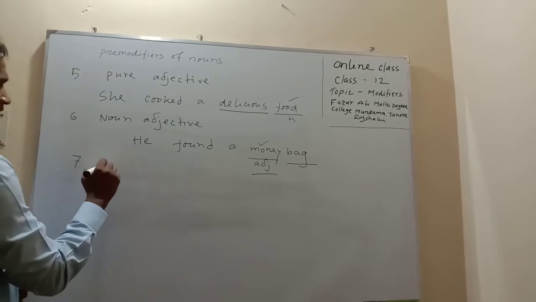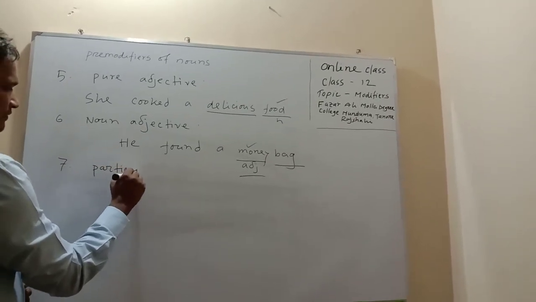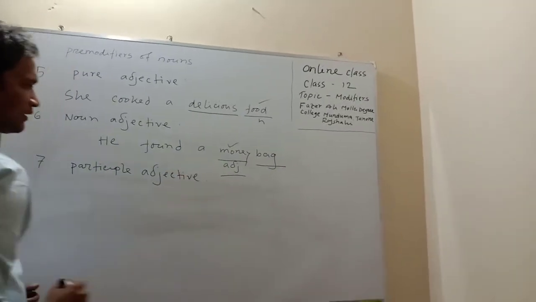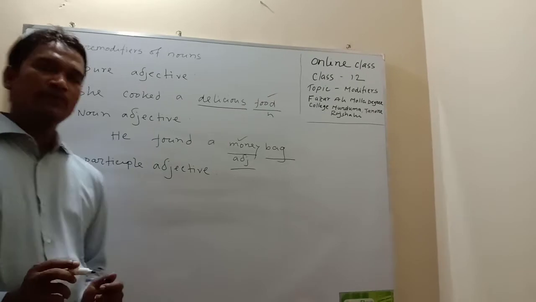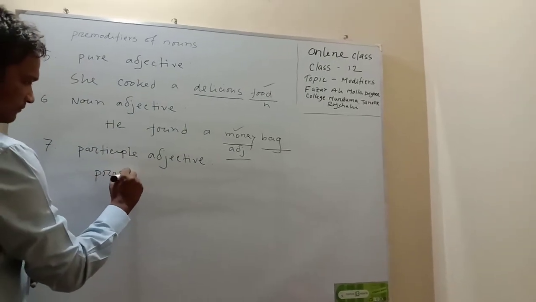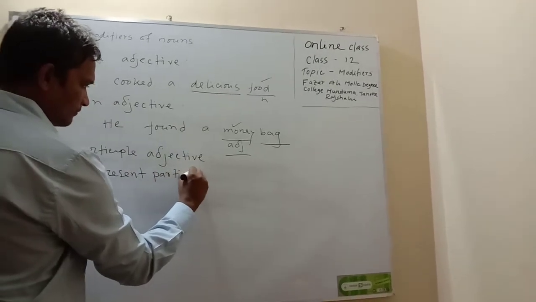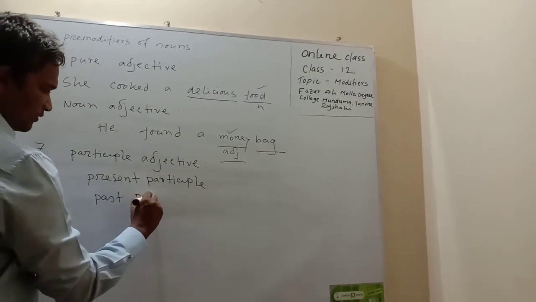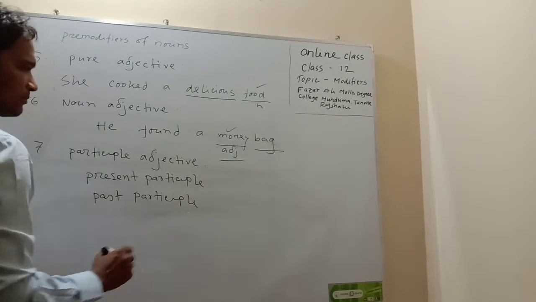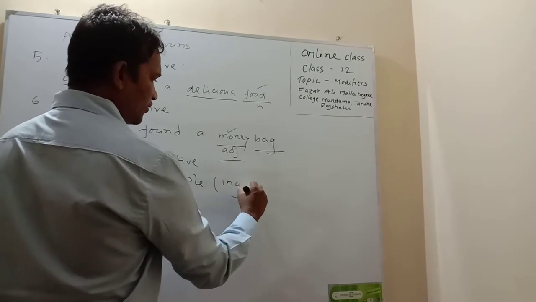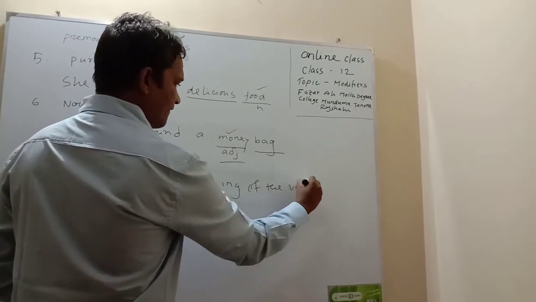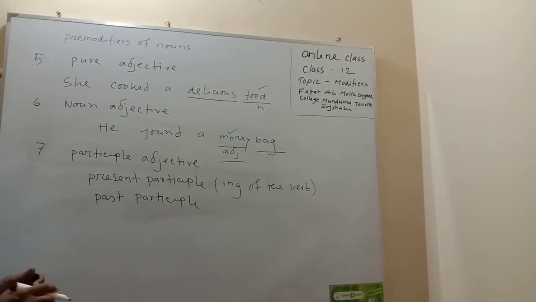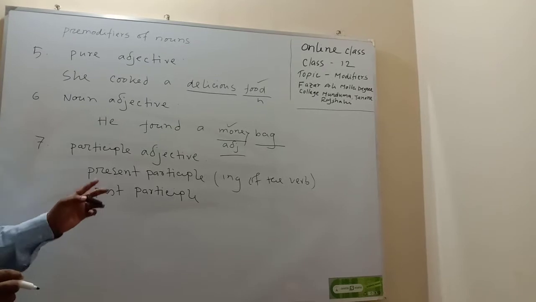Number 7, participle adjective. We know that we have two types of participle. One is present participle, and another one is past participle. Present participle means ing of the verb, and past participle I hope you know it better. So let's have two examples with the two types of participles.